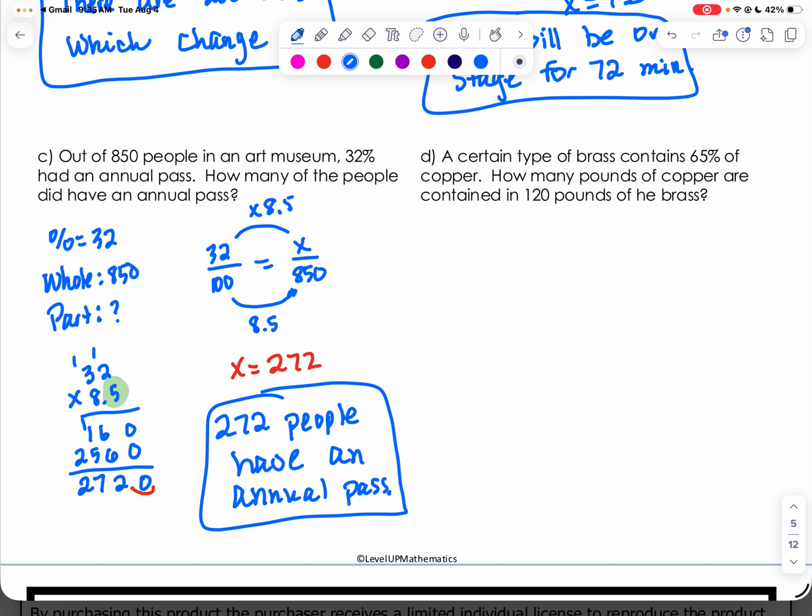All right. Now, pause the video and try problem D on your own. When you're ready to check your answer, press play and see how you did.